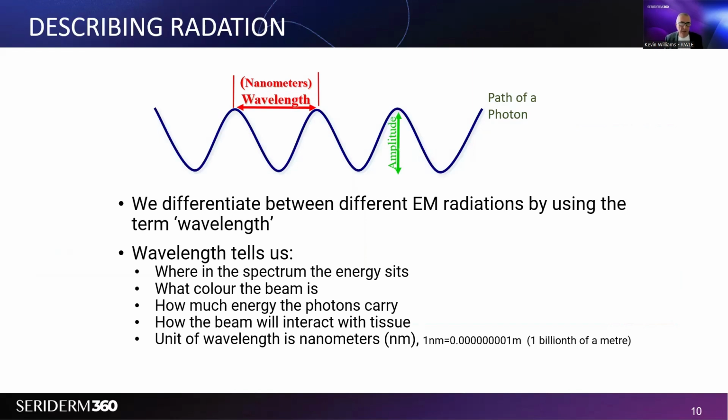We measure the wavelength in nanometers. A nanometer is 1 billionth of a meter. It tells us where in the spectrum the energy sits, what color the beam is, how much energy the photons are carrying, and, more importantly, how the beam is going to interact with tissue. In the second part of this first episode, we'll be looking at that in detail, the interaction of the photons with tissue.